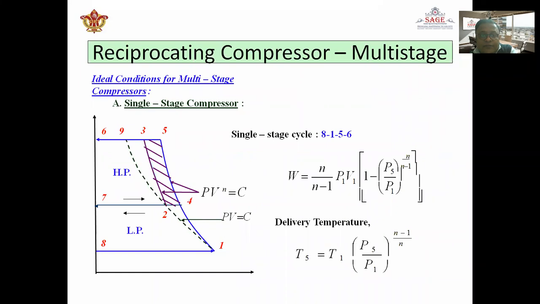This is the ideal condition for multi-stage compression; the single-stage cycle is 8-1-5-6. But when two-stage compression is done, it is called multi-staging, where the work done formula will change. For the single-stage cycle, work done is equal to n upon n minus 1 P1 V1 in the bracket of 1 minus of the P5 upon P1 to the power of n minus 1 upon n, and the delivery temperature will be calculated as T5 is equal to T1 in the bracket of P5 upon P1 to the power of n minus 1 by n. This is the delivery temperature.